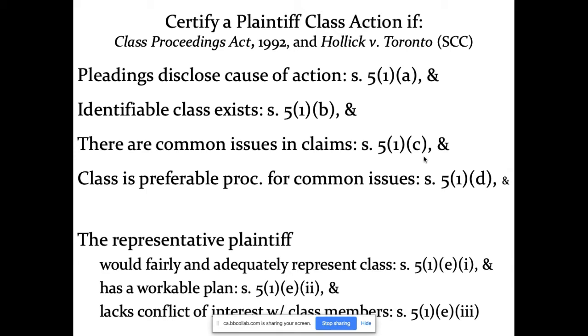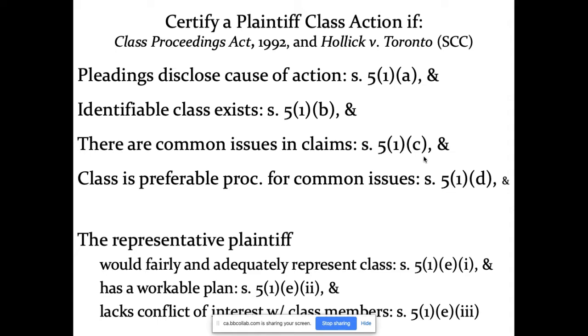So there might be things that distinguish their claims, and we already know that the Class Proceedings Act welcomes class actions in which there are differentiating factors. This is certainly not supposed to be an act which only works for people who all have exactly the same damage. But there just has to be something which all those claims have in common, which renders it economical to pursue the matters through class action. Okay, so Mr. Hollick passes that.